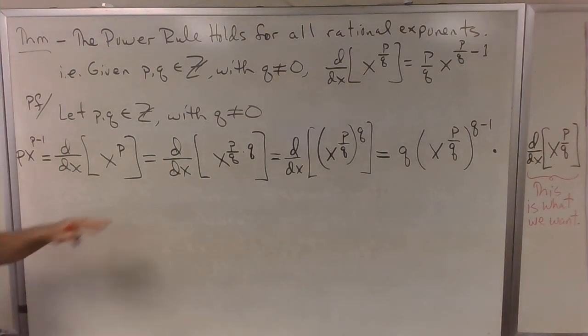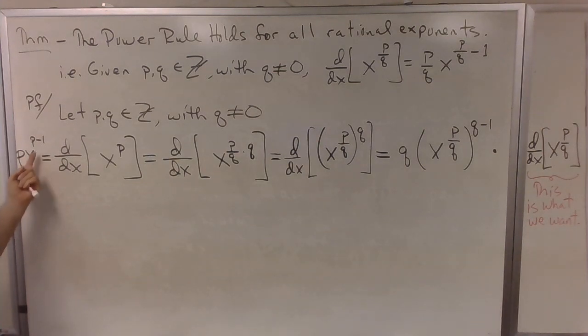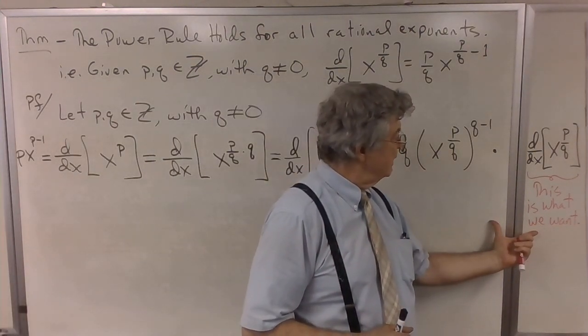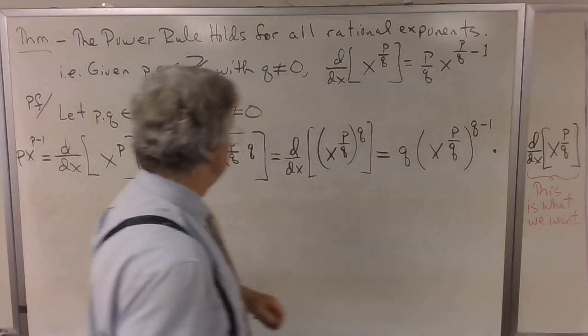So let's recap what we just did. We started with px to the p minus 1. And it's equal to this pile of junk. So let's write that down.